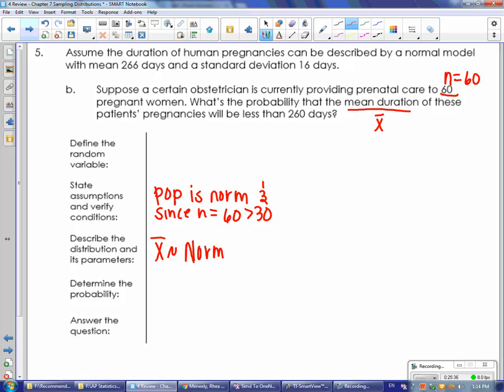And since I'm dealing with X bar, I want to make sure I define it. So I want to make sure that I say the mean duration of pregnancies in samples of 60 women.